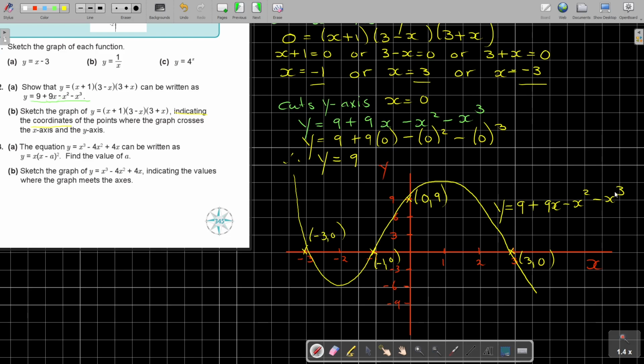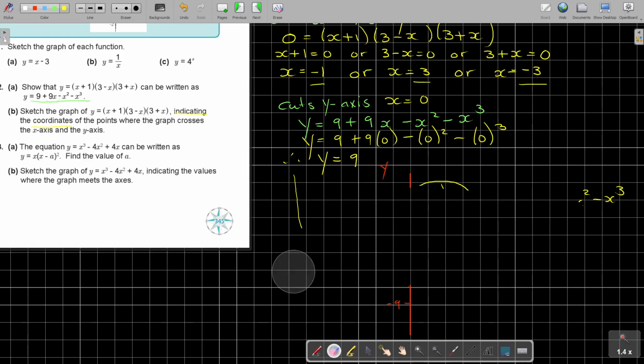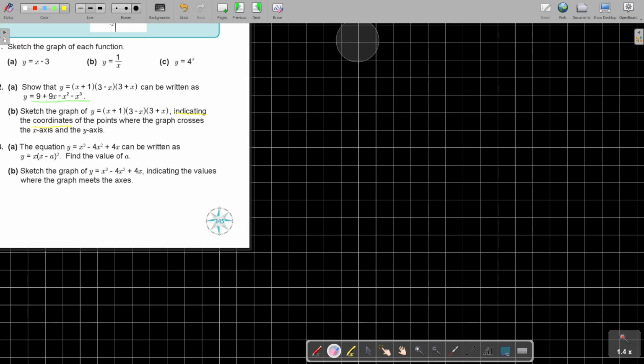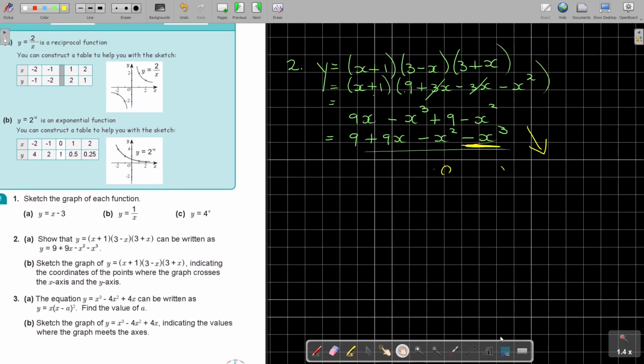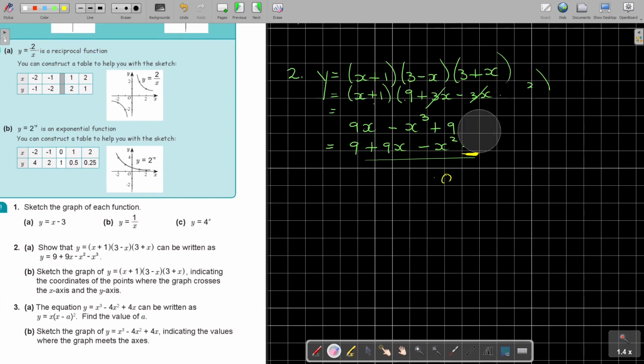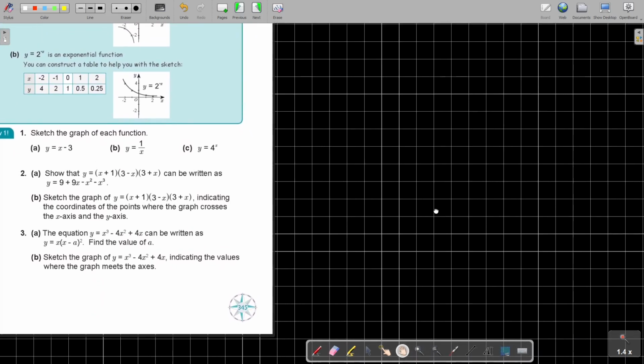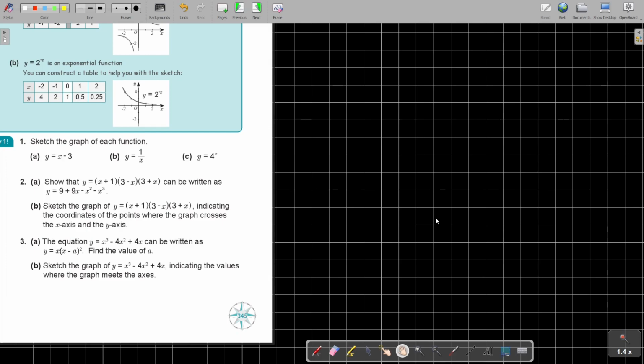And then let's do the final question. The final question is number 3. The equation, which is again a cubic, can be written as this. Find the value of A.